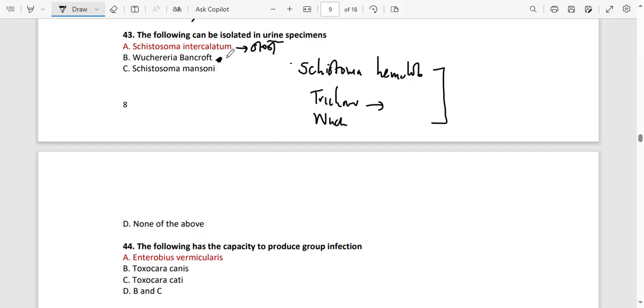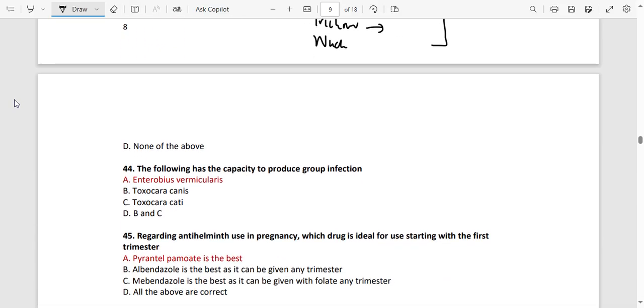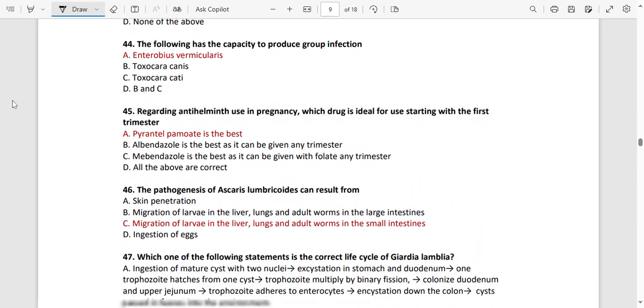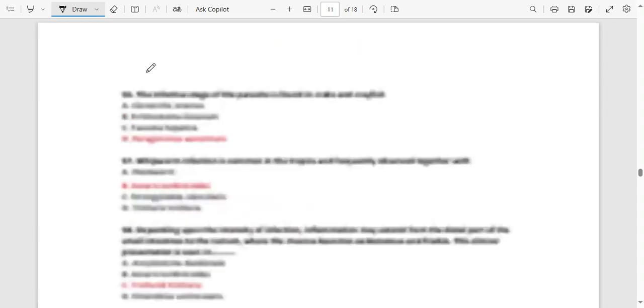Okay. So intercalatum is out there. We are saying it is Wuchereria bancrofti. I'm still going to come back. I just need to double check my source because it was showing me it causes urinary amoebiasis. The following has the capacity to produce group infection. This is the same question.